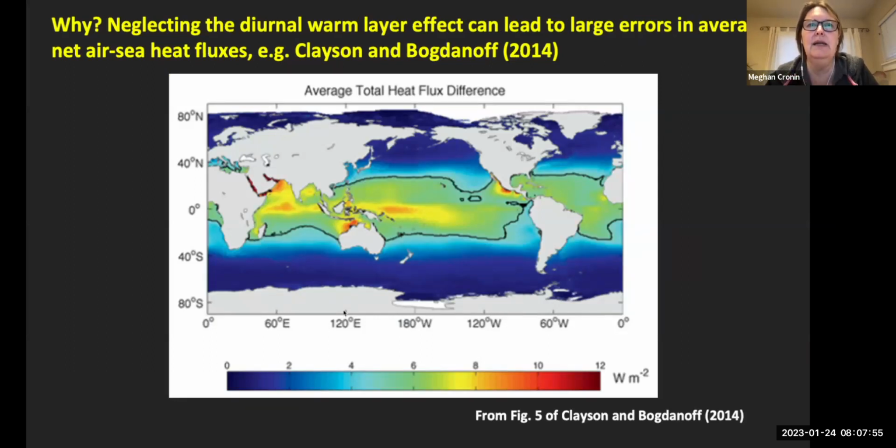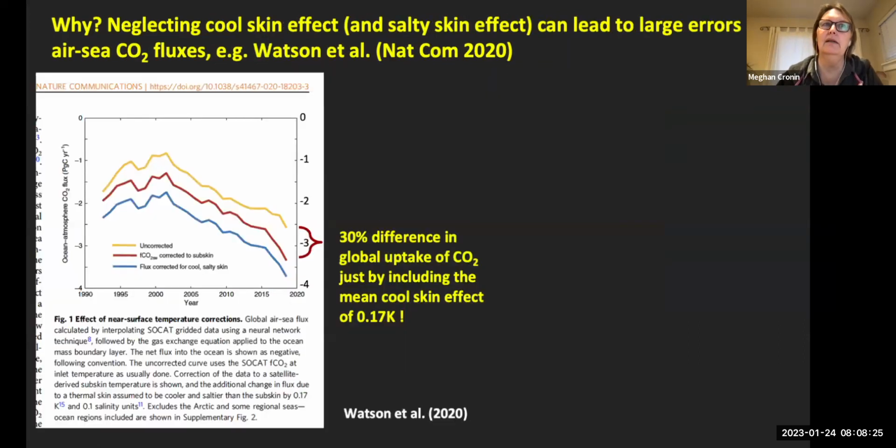The air-sea heat flux depends on the skin temperature. In this figure, they're showing the difference between the heat fluxes calculated using the skin temperature relative to the foundation temperature, averaged over an annual average. You can see that the differences can be over 10 watts per meter squared in some places. So that's actually really big.